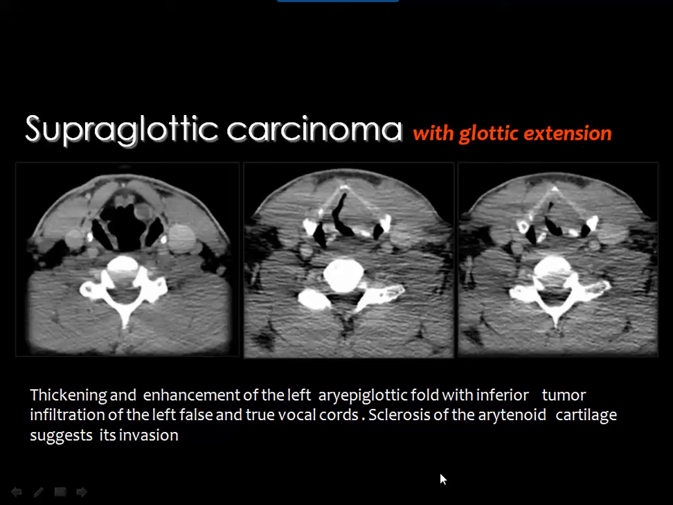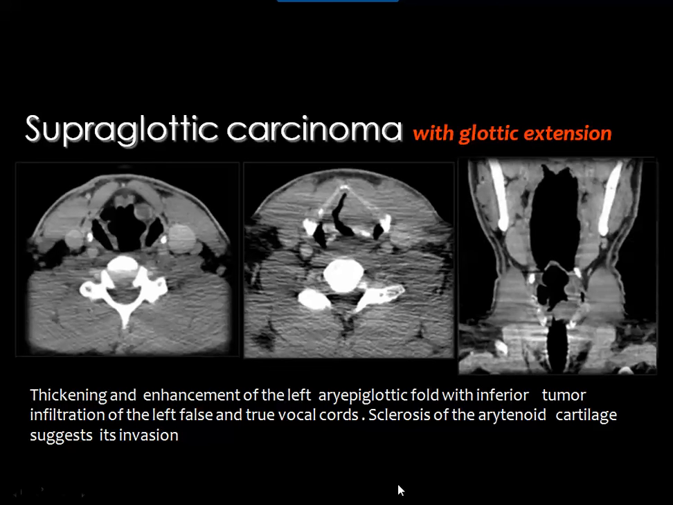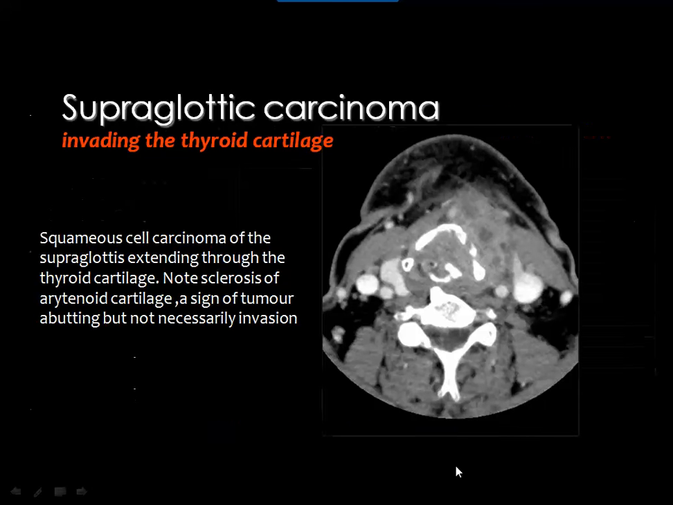This glottic extension and the subglottic extension are better evaluated in the coronal images to be sure that you are reaching the true level. And this is the epiglottis, and this is the aryepiglottic fold, which is infiltrated by the tumor mass, and here is the level of the arytenoid cartilage, which is reached by the tumor.